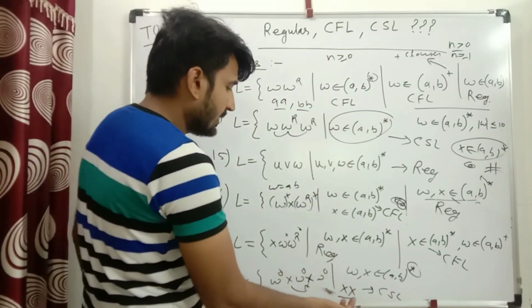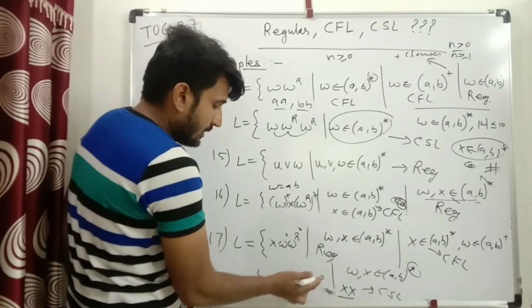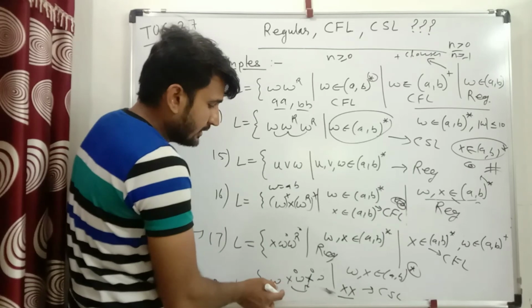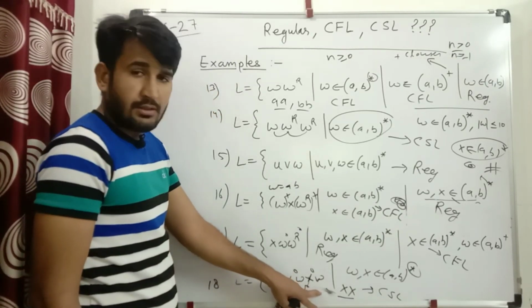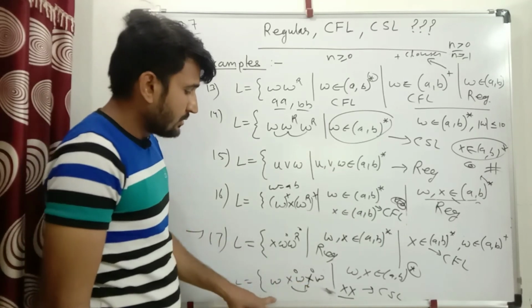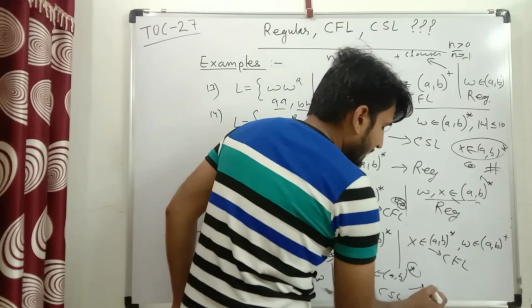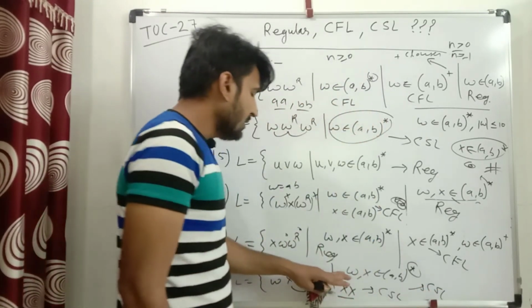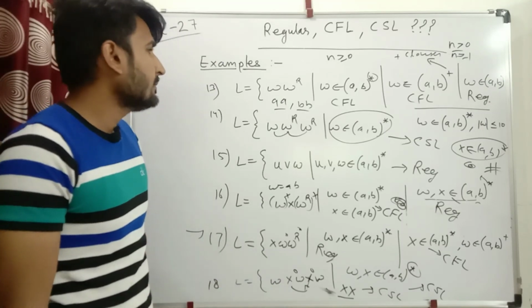We can reverse that thing. If we put X as 0, then W, three strings consecutive will be there. So three comparisons are there. So it is also CSL. Then we can say that the whole language is CSL.